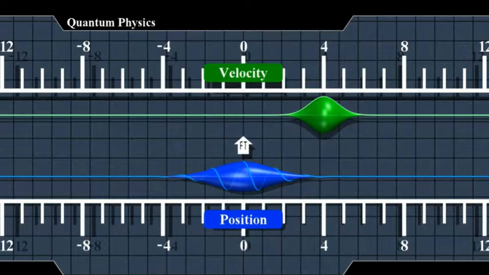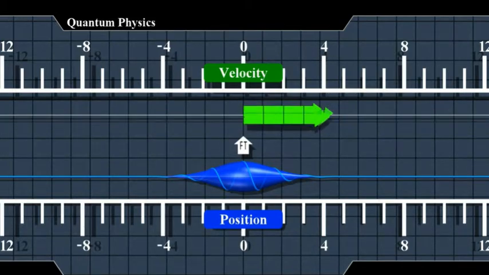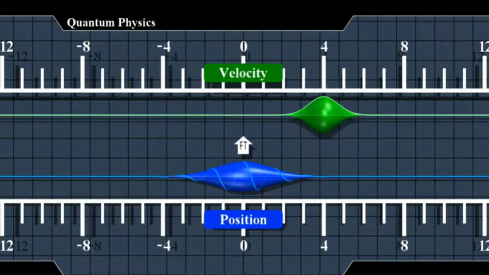The peak of the wave is at 4 units, meaning the particle's most likely velocity is 4 units per second. But it's not the only velocity our particle can have. As before, we don't know its exact velocity, only the probability distribution. This explains the spreading phenomenon we saw before.